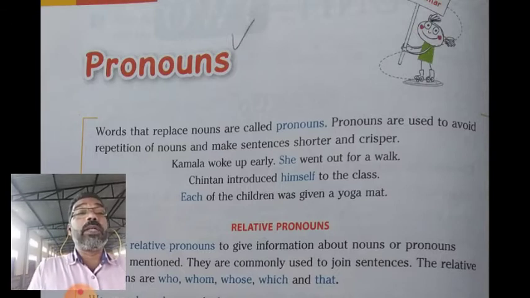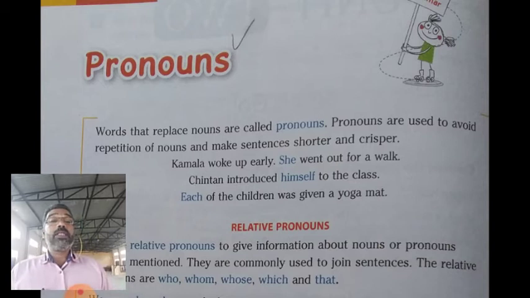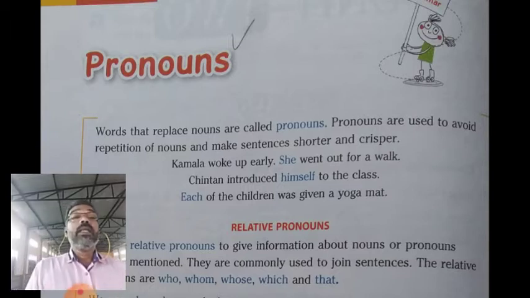Chintan introduced himself to the class. Chintan introduced Chintan to the class. So, in order to avoid the repetition for the second time, we avoided Chintan from the second place and inserted a pronoun himself. Each of the children was given a yoga mat. So each is a pronoun here.